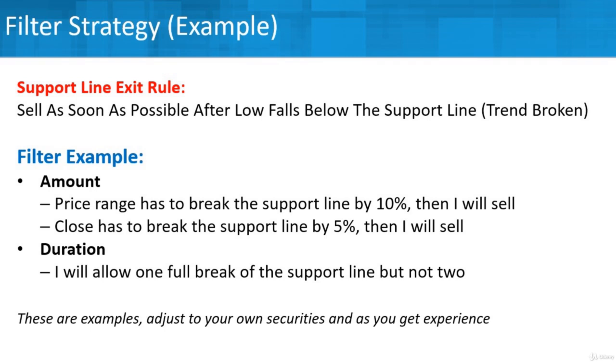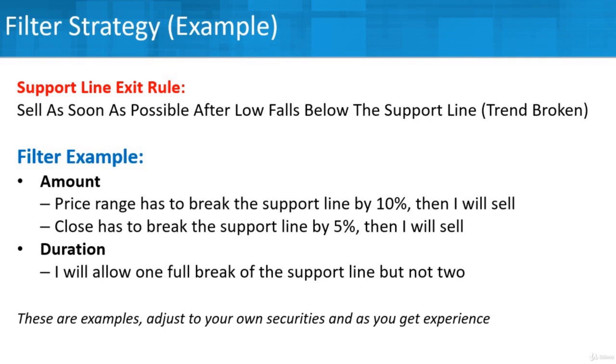Or I might say, not only the range, but the actual final close has to break the support line. And that has to not only break the support line, but do it by, let's say, 5%. Then I will sell. By the way, these numbers, 10%, 5%, are not etched in stone. You can use your own numbers, and you'll want to, as you learn your securities or the universe of securities you're trading. You might make those numbers lower or higher, depending on your risk level and how much profit you want to book.